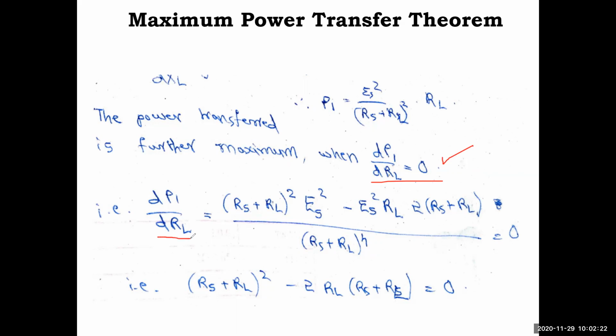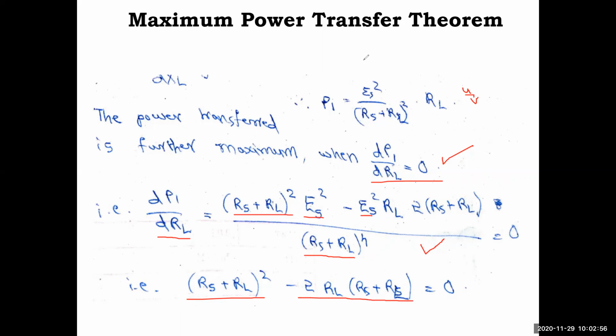Now we'll do this derivation the same way. U by V formula: V into du by dx. So here (RS plus RL) square is the V into ES square, RL will give 1, minus ES square RL into 2 (RS plus RL), divided by (RS plus RL) to the power 4, equal to 0. This is similar to the first equation. The first proof we have done, now the same way. ES square is common in both, so if you take it outside and take the ratio, this term will vanish. So remaining is (RS plus RL) whole square minus 2RL (RS plus RL).